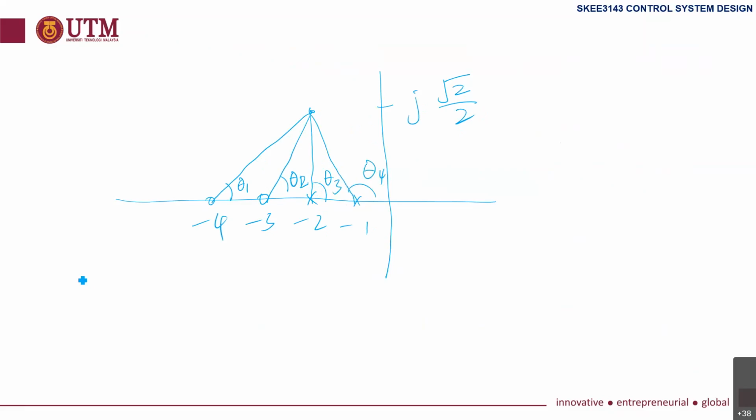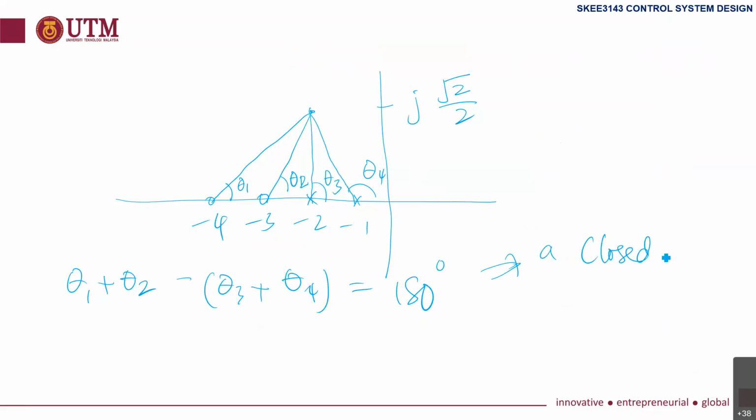For this case, when you solve, you will get 180 degrees. That means this point is a closed loop pole. Once we solve or fulfill the angle criteria, we need to solve for the magnitude criteria.